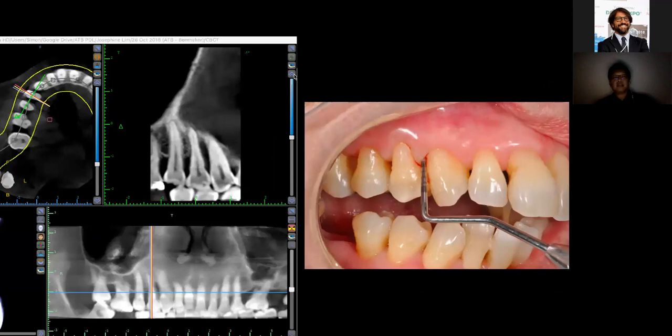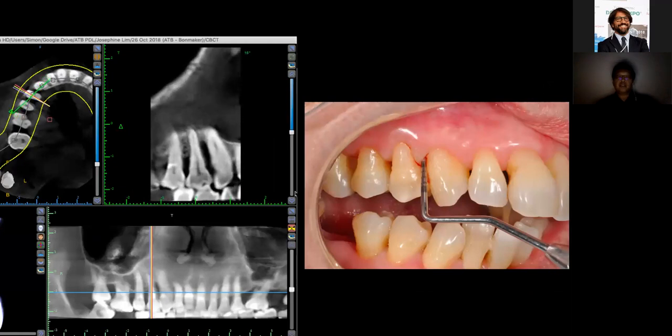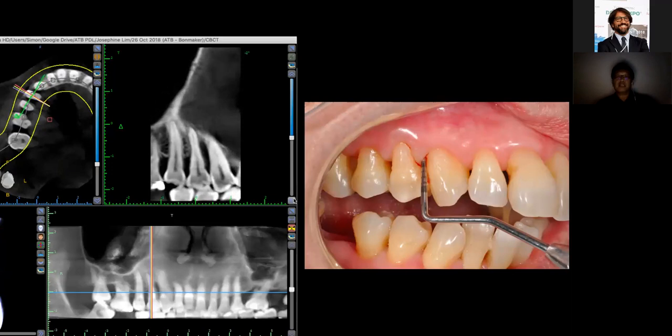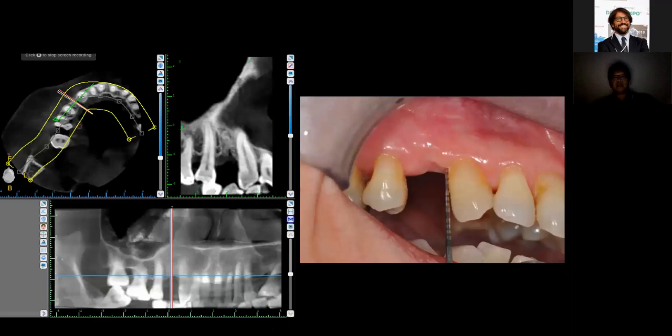Again, another case, I just quickly run through. You see the severe bone loss on the distal aspect of the canine. The premolar has a furcation involvement and the tooth was also mobile, and there was pus exudate. Well, the tooth has to be sacrificed, and then we did the same thing.